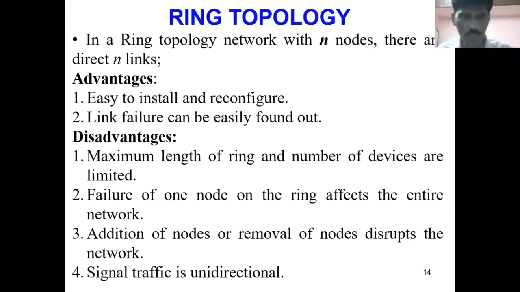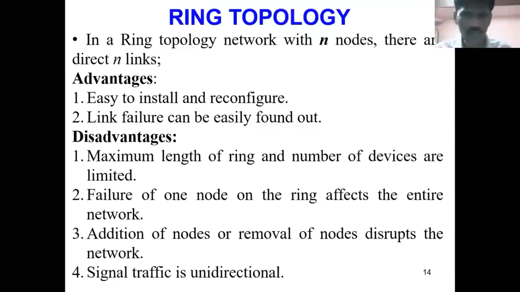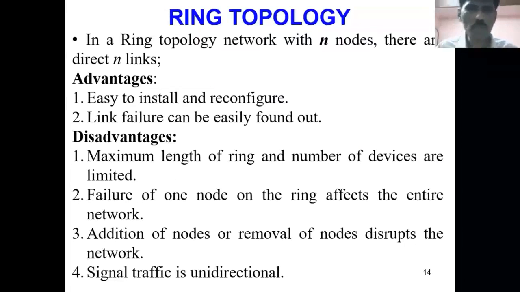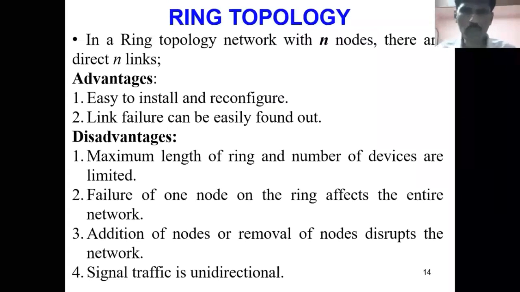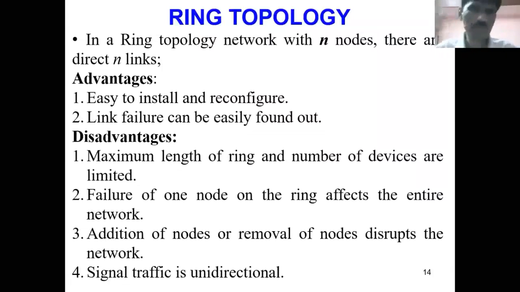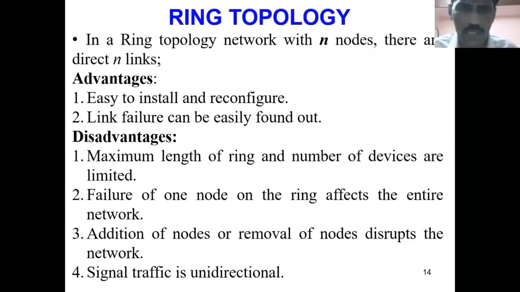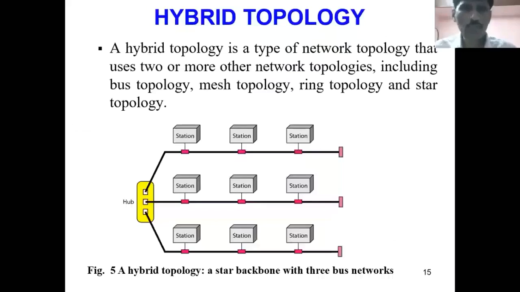These are some disadvantages. Normally, in a ring topology network with n number of nodes, there are n direct links. For example, if there are 4 computers in the ring topology network, then the number of direct links in the network should be 4. It is simple logic. Okay, then I'm moving to the next type of topology, that is hybrid topology.